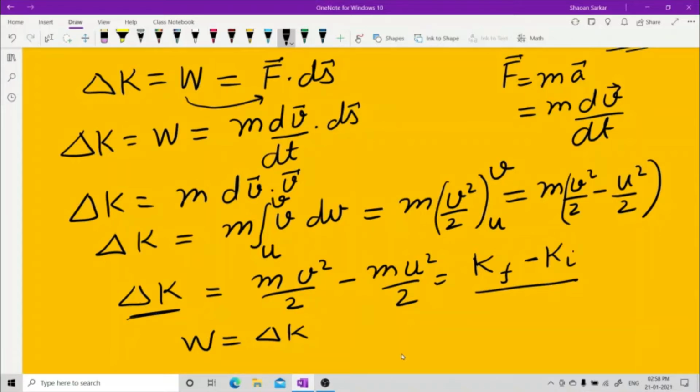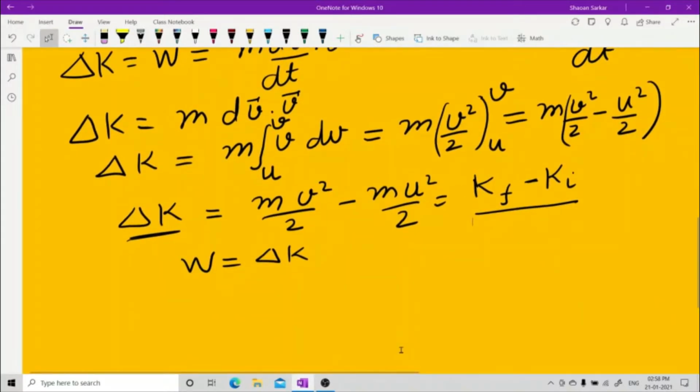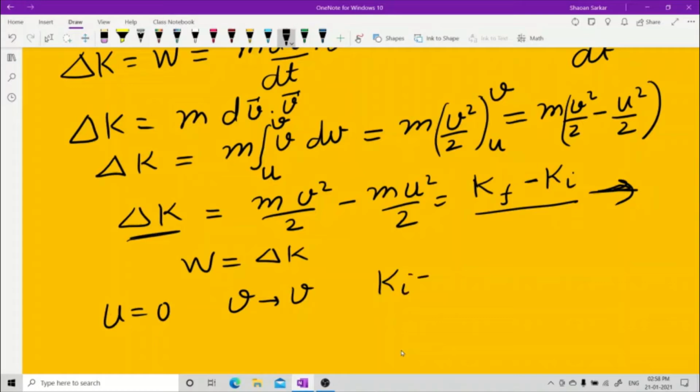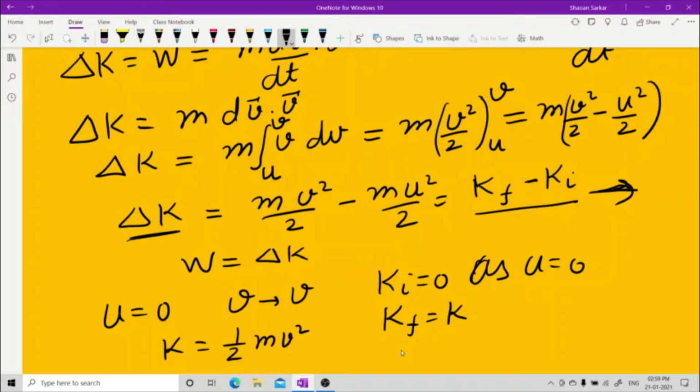Now supposing I take the initial velocity u as 0 and let v be the final velocity. So K initial comes out to be 0 because u is 0, and let's call K final as K. So K comes out to be half mv square. This is the definition of kinetic energy, and it comes from there.